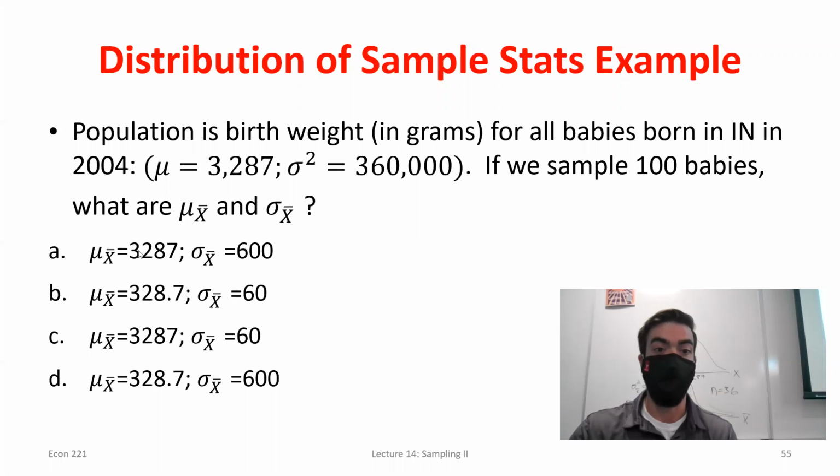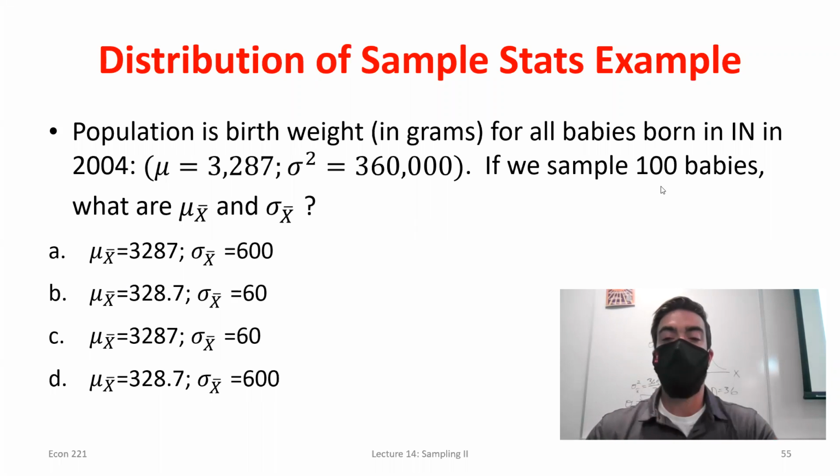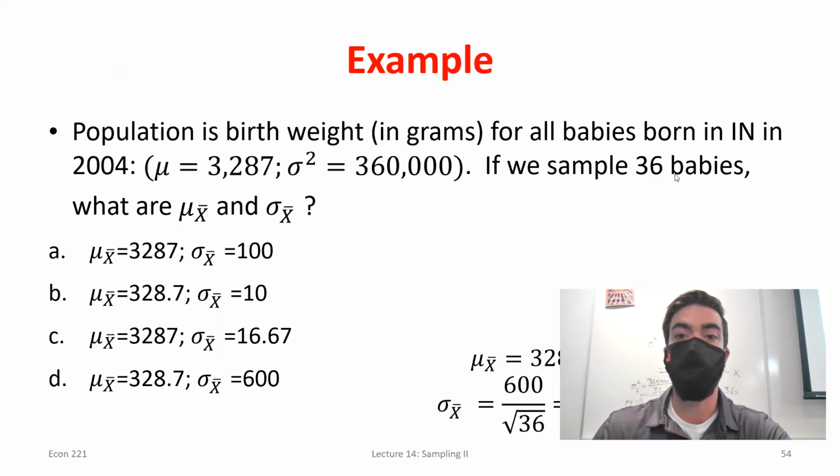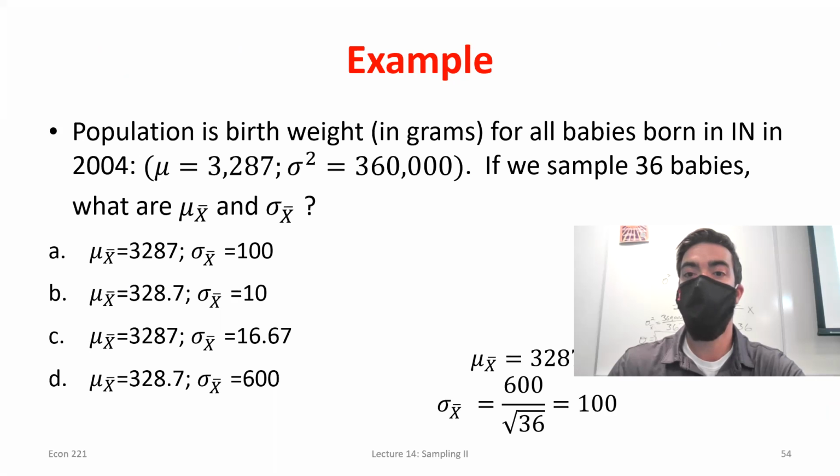So I know either C or A is correct here. Now, without using the formula, if I take a sample of 100 instead of 36, and I know that if I took a sample of size 36, the standard deviation was 100. So if I take a higher sample, what's going to happen to the standard deviation? It's going to get smaller, right?